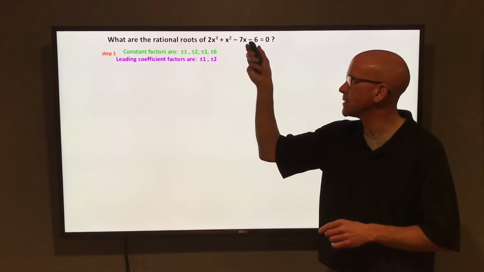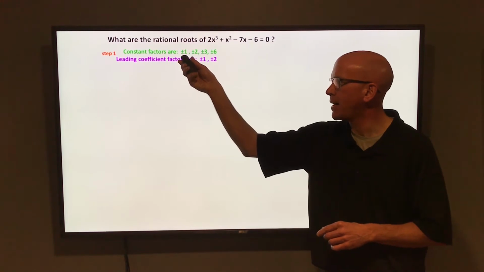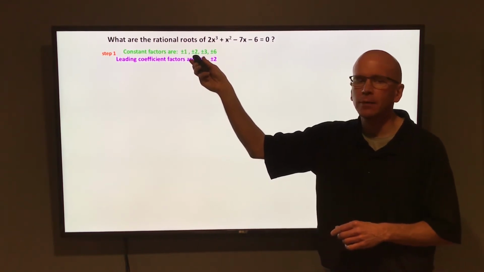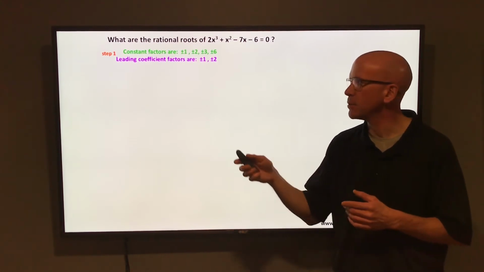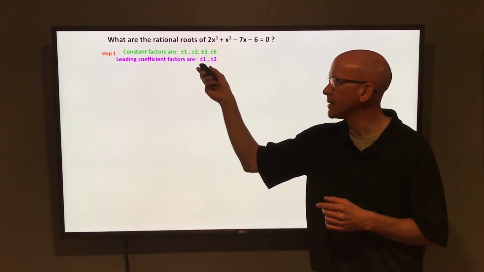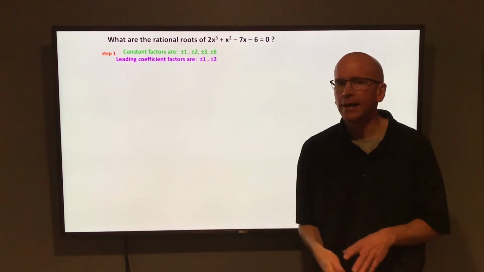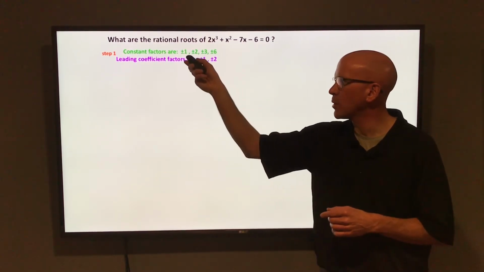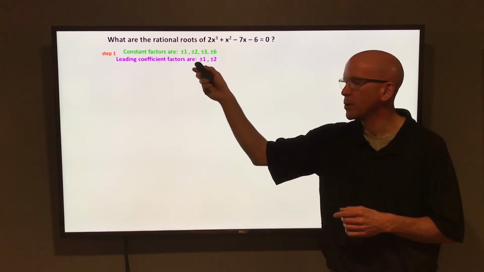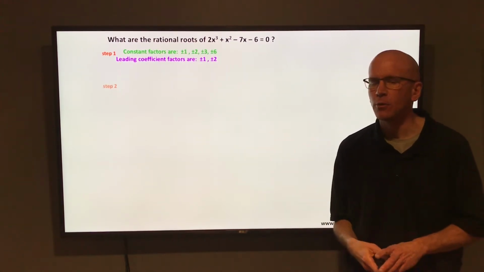So factors of the constant term, factors of negative 6 would be positive negative 1, positive negative 2, positive negative 3, and positive negative 6. And then factors of the leading coefficient would be positive negative 1, positive negative 2. Those are factors of 2. So the possible rational roots are found by taking each one of those constant factors and putting those over each one of those leading coefficient factors.